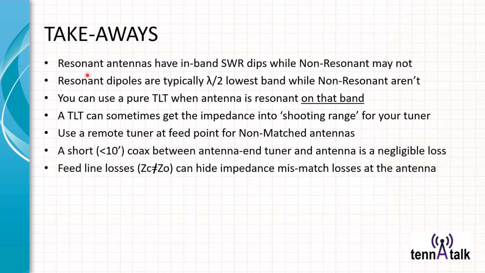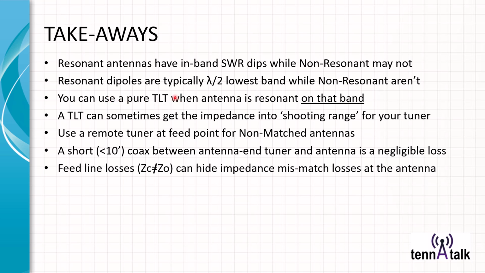So some takeaways. Resonant antennas have in-band SWR dips, while non-resonant antennas may not. They might get lucky in a few bands, but overall on a multi-band antenna, they're probably not going to all match up. Resonant dipoles are typically half wavelength on the lowest band, while non-resonance really can be anything, any length.